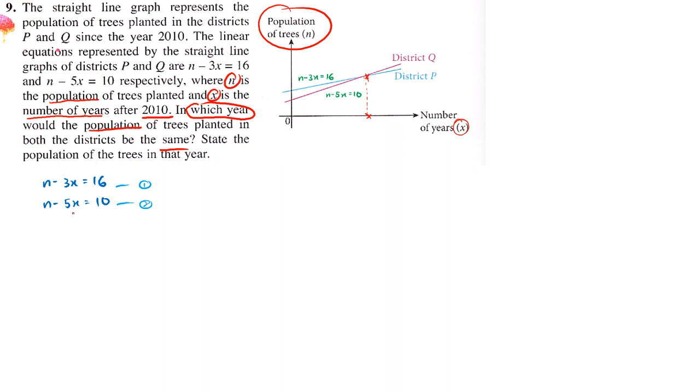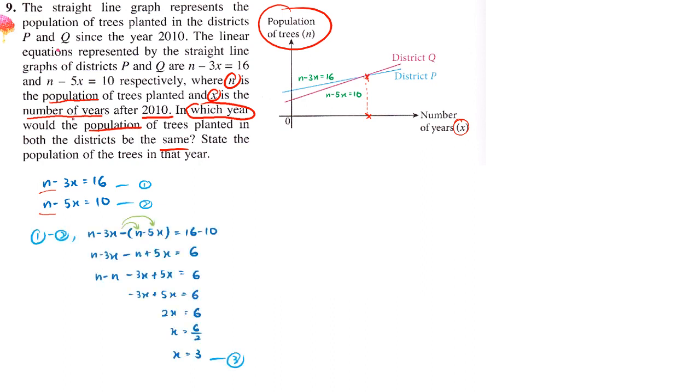Okay, I have n as my variable with the same coefficient in both. I think I'll do elimination. Equation 1 minus equation 2. So equation 1 minus the whole thing, equation 2, and then expand it out. Remember the distributive law, and then go all the way down and get x equals 3.